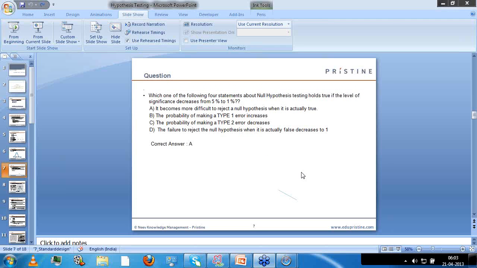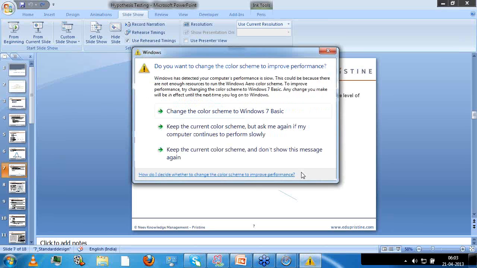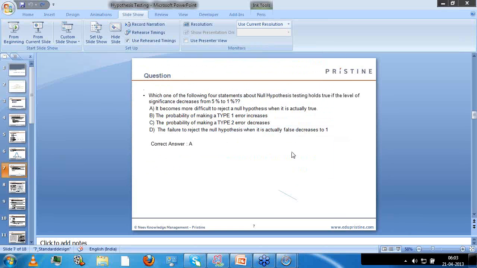So Matthew has got it right. He says the answer is 1, and the correct answer is 1. Let me tell you how he has arrived at this solution. The question is a very simple one. It asks which one of the following 4 statements about null hypothesis testing holds true if the level of significance decreases from 5% to 1%.